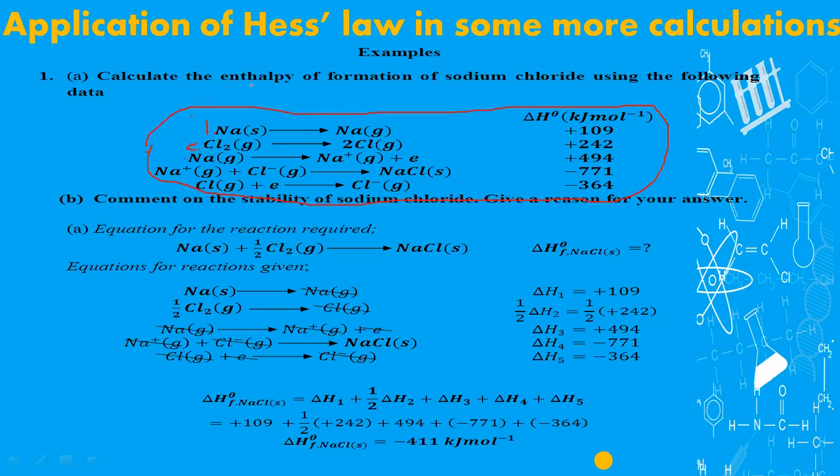Now the question wants us to get enthalpy of formation of sodium chloride. The moment you see what the question wants you to calculate, you write that equation first. So the thing I'll write first is the equation for formation of sodium chloride. Sodium chloride is a solid. It is formed from sodium and chlorine. The sodium is a solid, the chlorine is a gas. We multiply it by a half to get the sodium chloride. Are we together?